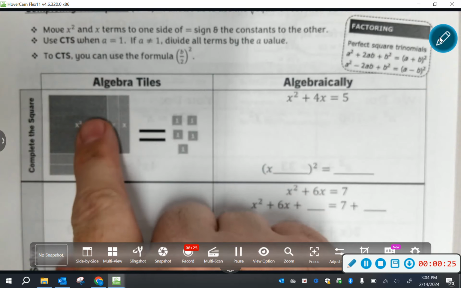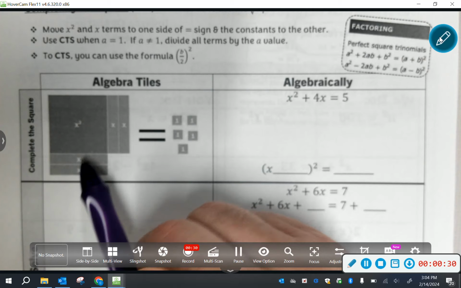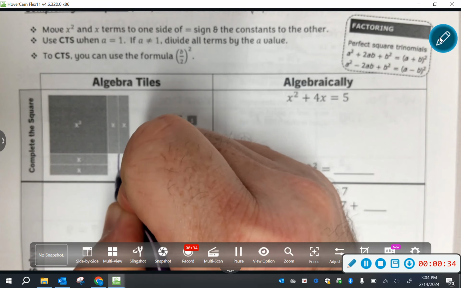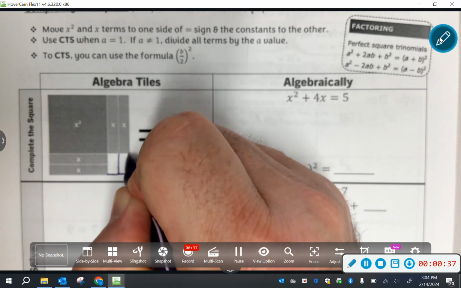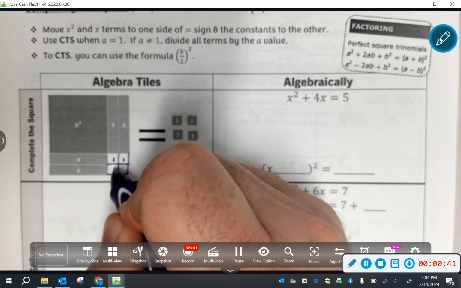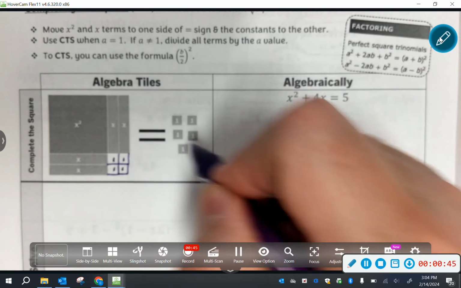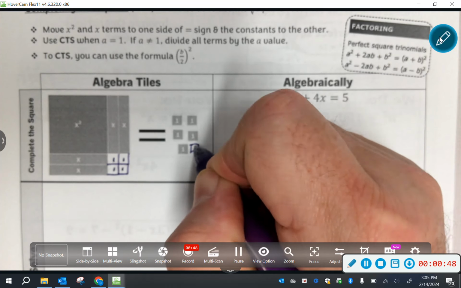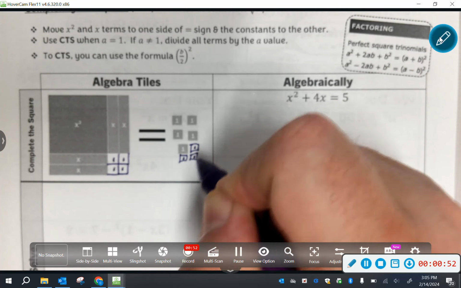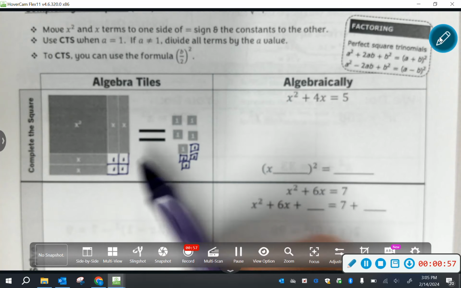Alright, so here's what it looks like with algebra tiles. I have x squared plus 2x. Now notice, if I complete the square like this, I end up with 1, 2, 3, 4. So if I add 4 over here, then I have to add 4 here. So there's 1, 2, 3, 4.